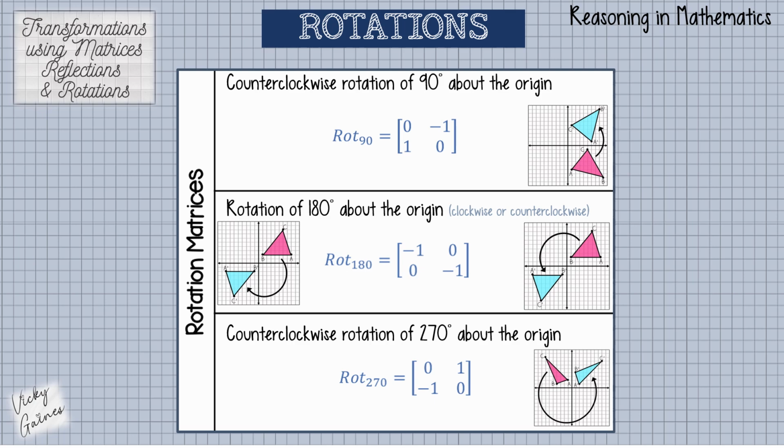Now, if they tell us 90 degrees clockwise, that's going to be the same as 270 counterclockwise. Or if they do 270 clockwise, that's going to be the same as 90 degrees counterclockwise. So we don't have all those listed, but we can have some similar things happen.